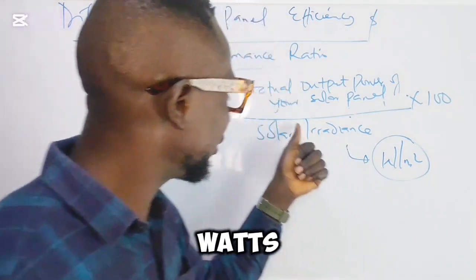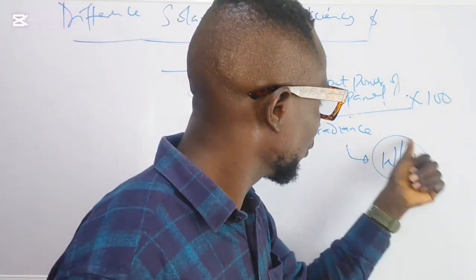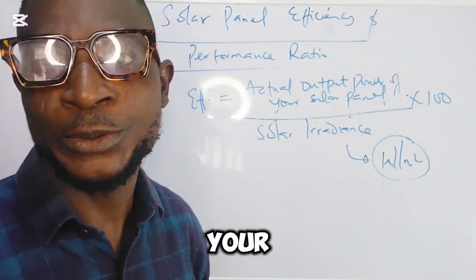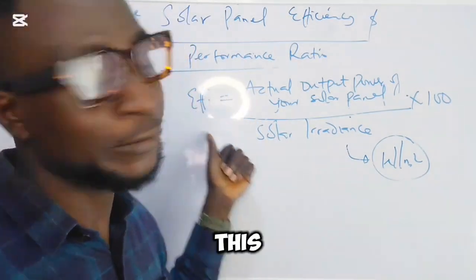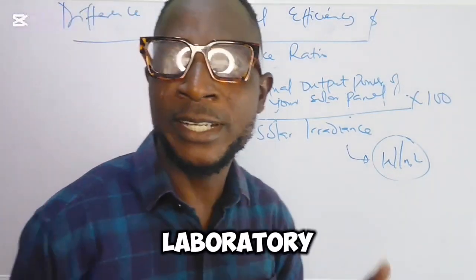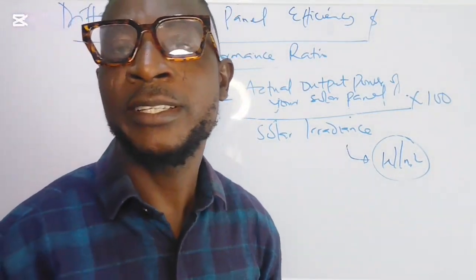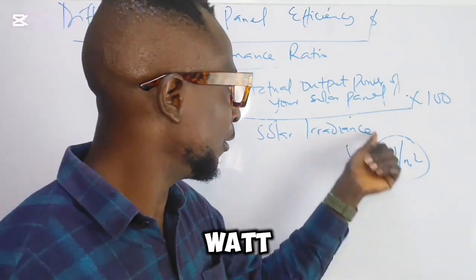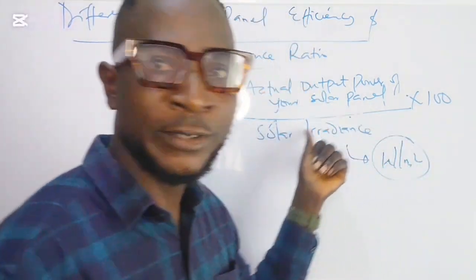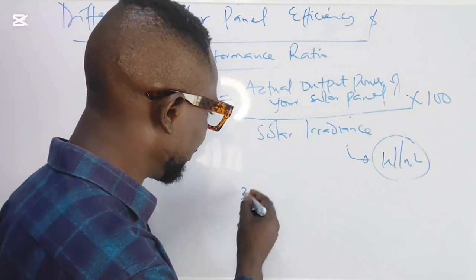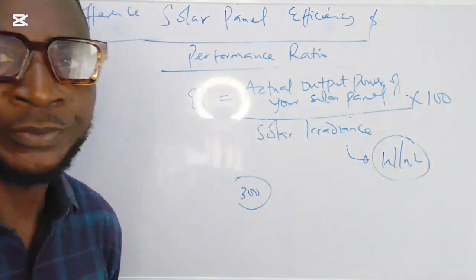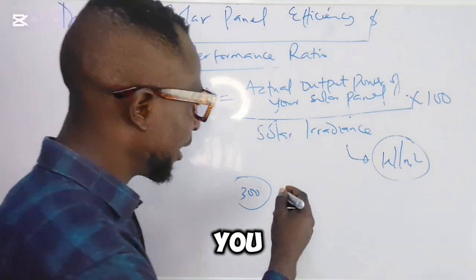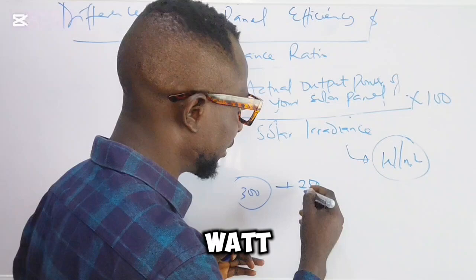And 1000 watts per meter square of this was used to determine the efficiency of your solar panel. I said that this efficiency is a laboratory metric that was used to determine the performance of your solar panel. So if 1000 watts of this is sent into, let's say for instance, a 300 watts panel, and you are getting 250 watts.